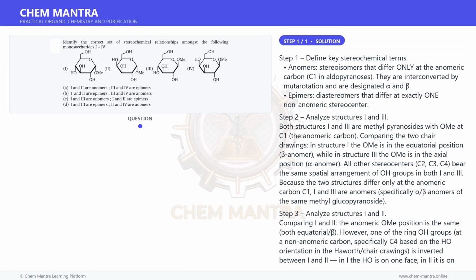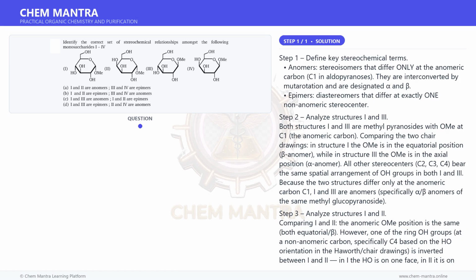All other stereocenters, C2, C3, C4, bear the same spatial arrangement of groups in both I and III. Because the two structures differ only at the anomeric carbon C1, I and III are anomers, specifically alpha-beta anomers of the same methyl glucopyranoside.